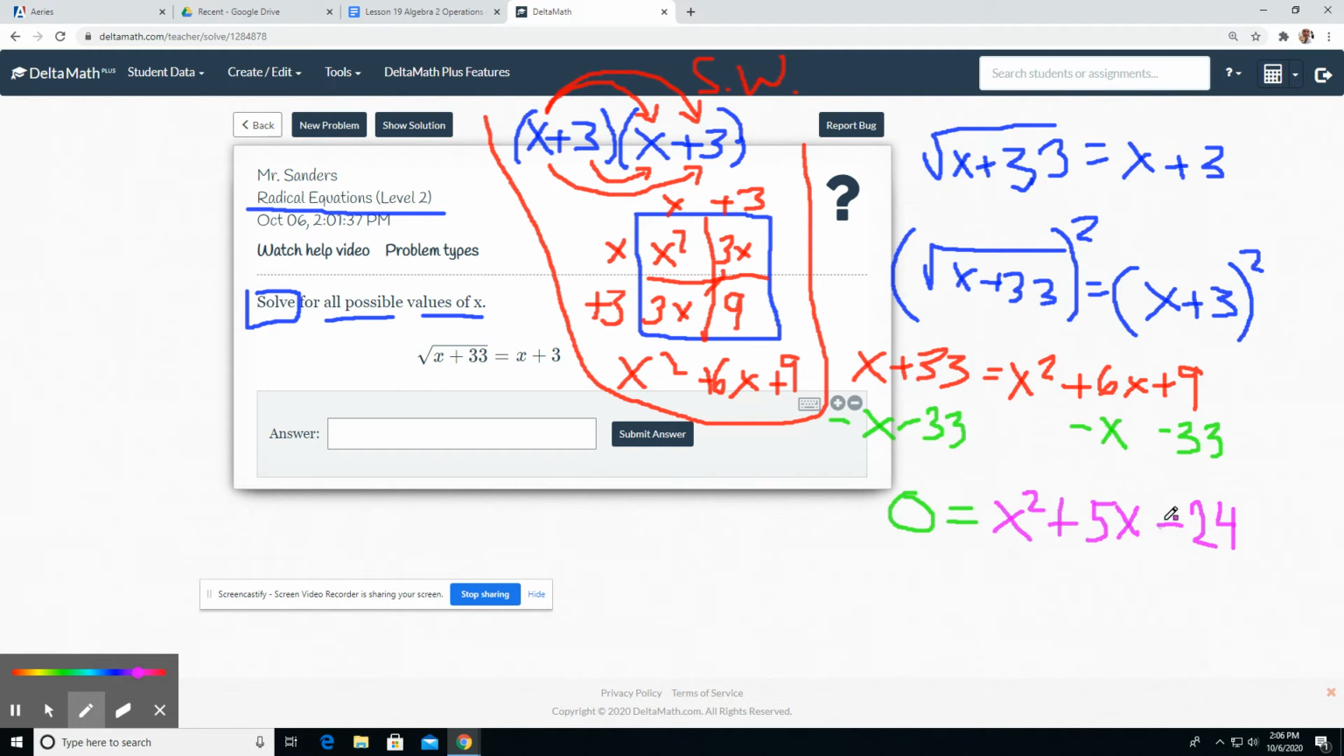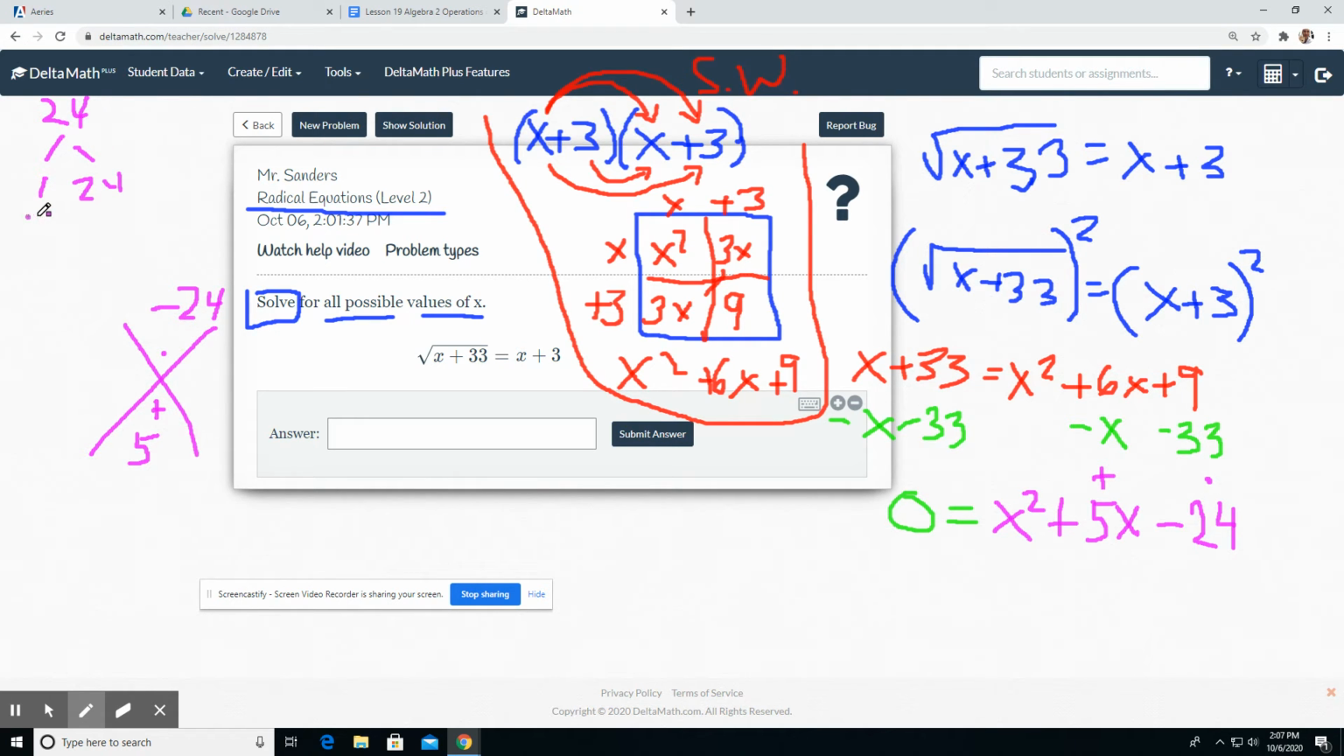So now our game is what two numbers multiply to be negative 24 and add to be 5. It's a diamond problem. Are there two numbers that multiply to be negative 24 and add to be 5? If you're not sure, it's not coming to me in my head real quick, so I'll just go ahead and break it down. 1 times 24. Nope. 2 times 12. Nope. 3 times 8. Hey, there we are. 3 times 8.